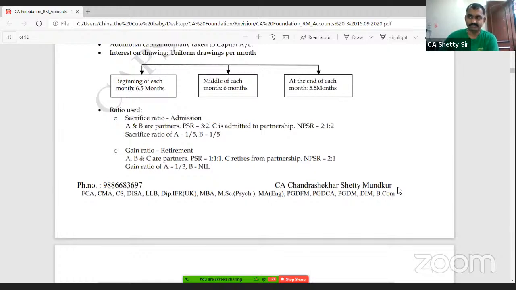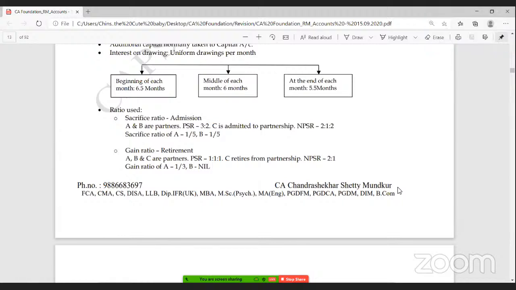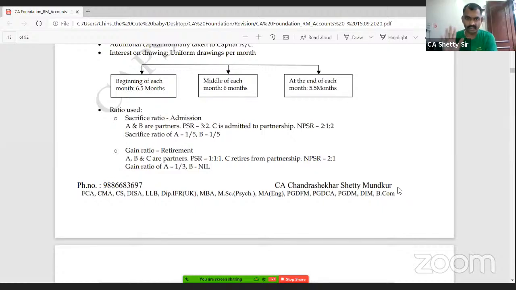Entry on admission. This is the only entry now. Earlier we used to have raising the goodwill. All those things are not there now. Entry on admission: Bank account or C's capital account debit. This is the only entry, no other entry. If he brings the money, bank account debit. If he doesn't, C's capital account debit. C's capital, why? Because he is the debtor, we have to receive money from him. C's capital account or bank account debit, which is 50 lakh into 2/5, 20 lakh.